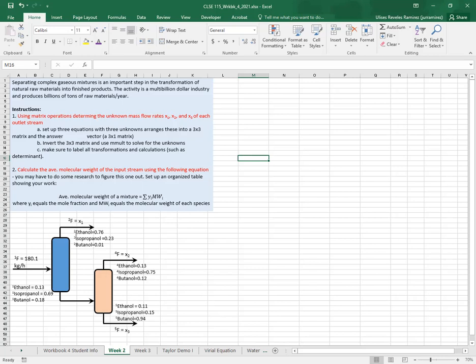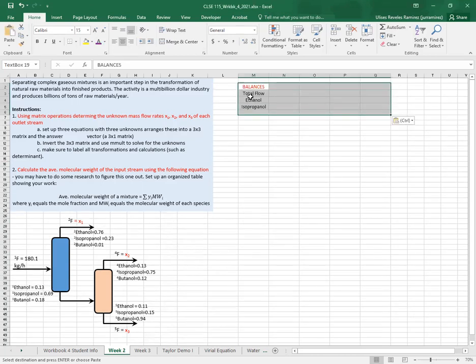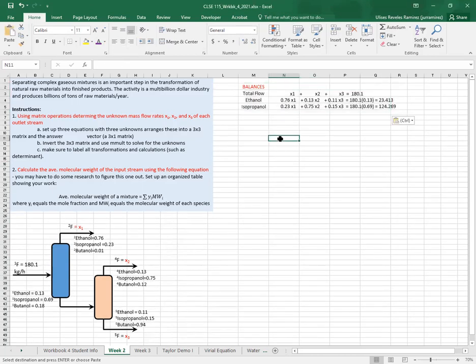And you can see already that we have three unknown variables. We don't know these variables, which are the flows. I call them X1, X2, and X3. So because we have three variables, we need three equations. So what I want to do is make a balance. And we can have different balances, but the one we're proposing to do now is this total flow balance. Okay, we know X1 plus X2 plus X3 equals F total. This is my first equation. X1 plus X2 plus X3 equals the total 180.1.